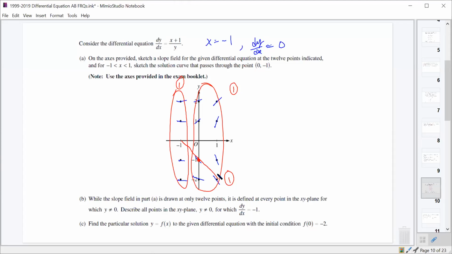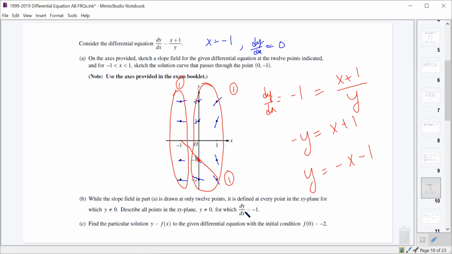All right. Part B says that this is defined for all points in the xy plane, describe all points in the xy plane for which the derivative is equal to -1. So we would say dy dx equals -1. And so that means that x plus 1 over y is -1, or that negative y equals x plus 1, or that y equals -x minus 1.